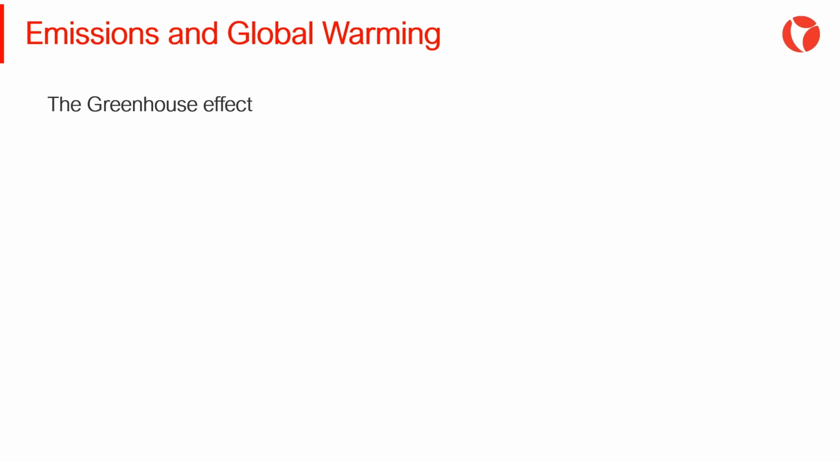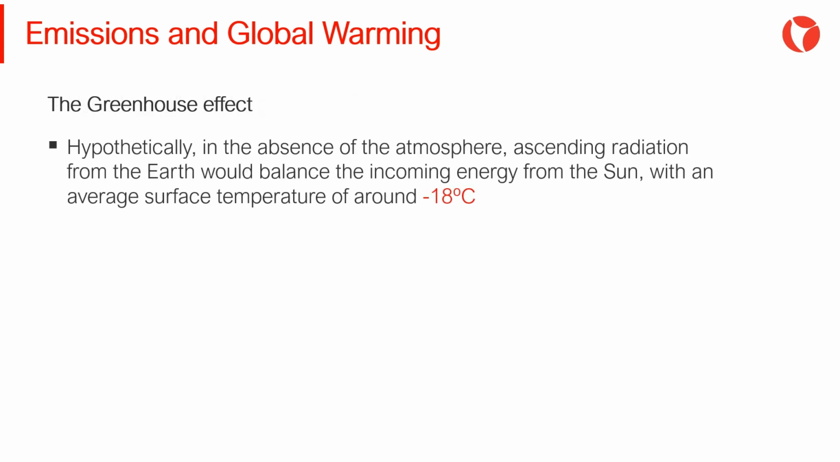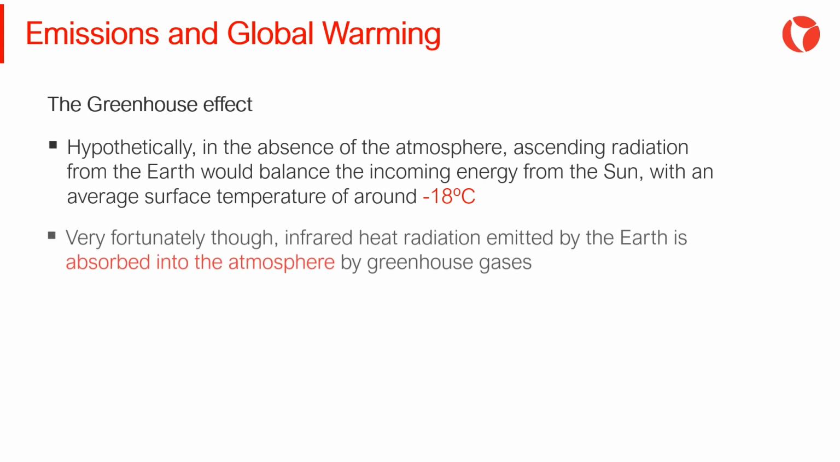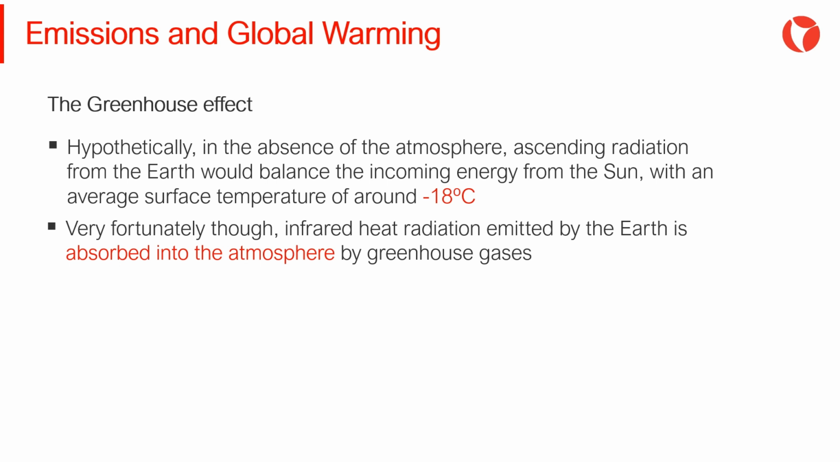The greenhouse effect. Hypothetically, in the absence of the atmosphere, ascending radiation from the Earth would balance the incoming energy from the Sun with an average surface temperature of around minus 18 degrees centigrade or minus 0.4 degrees Fahrenheit. In contrast, and very fortunately, infrared heat radiation emitted by the Earth is absorbed into the atmosphere by greenhouse gases such as water, carbon dioxide, and methane.